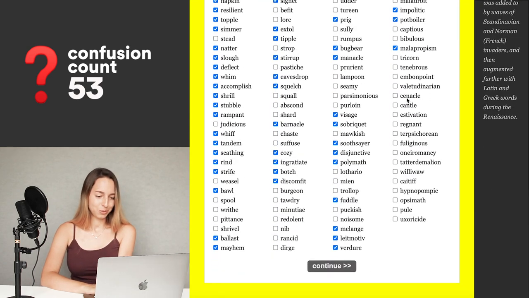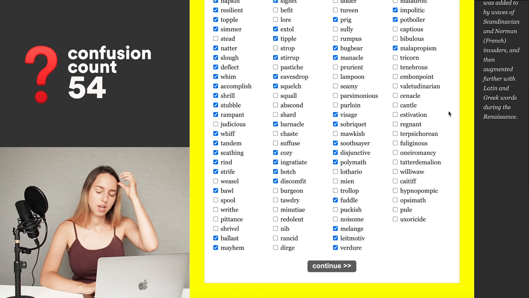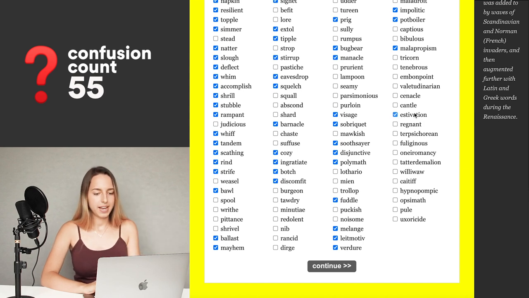When will my struggles end? Senecal. No, looks like a pentacle. Pentacle? Is this a word? Should be. Cantal. I guess it has to do with horses, equipment that you use for horses, but I don't know what that is exactly.